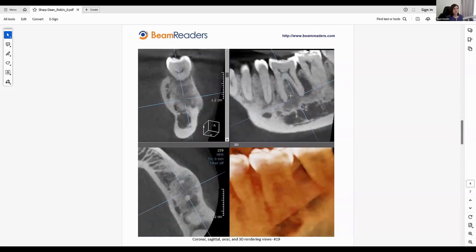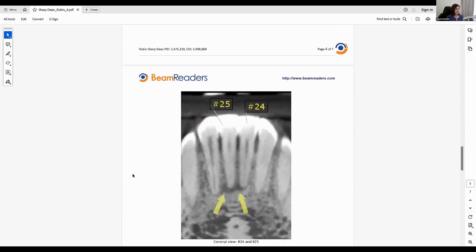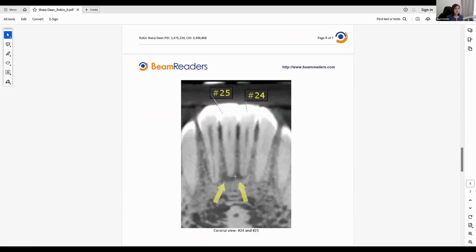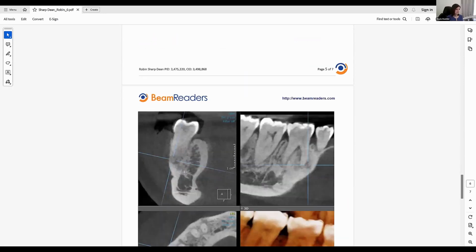On number 19, we also have a mixed-density lesion composed of a homogeneous low-density area here and a granular density area at the level of the furcation and periapical to the mesial root. It's also causing expansion of the buccal cortex. On number 24 and 25, we have homogeneously low-density lesions that really look like periapical lesions. However, we're going to talk about this in the impressions.